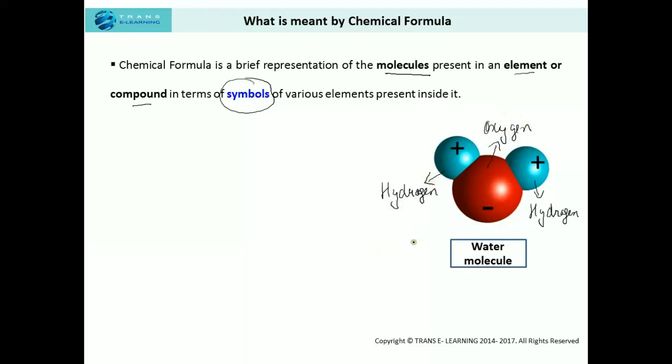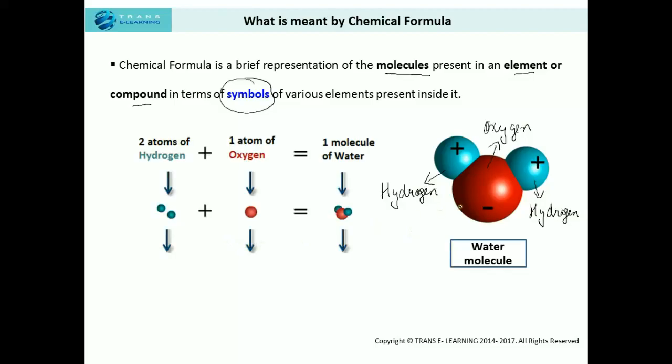So now if we want to write the formation of water molecules, how are we going to write this? In terms of this kind of representation, taking the spheres of different sizes and colors, two atoms of hydrogen, you can see here with their green color, plus one atom of oxygen of this red color give you one molecule of water, which consists of one atom of oxygen and two atoms of hydrogen. But this kind of representation, representing different atoms and molecules with spheres of different sizes and colors, is quite complicated and not easily understandable.